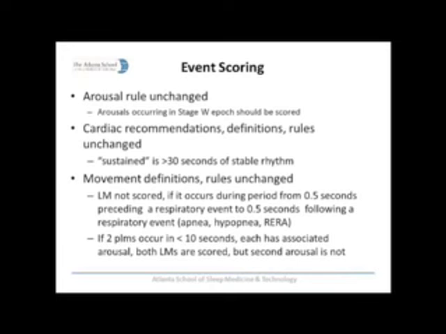Movement scoring definitions and rules are unchanged, with the notation that a limb movement is not scored if it occurs during a period from 0.5 seconds preceding a respiratory event to 0.5 seconds following a respiratory event. The respiratory events being apneas, hypopneas, and reras. So that's a slight difference of wording from the scoring manual, where they specified this just for apneas and hypopneas. And so now rera, again, being optional.